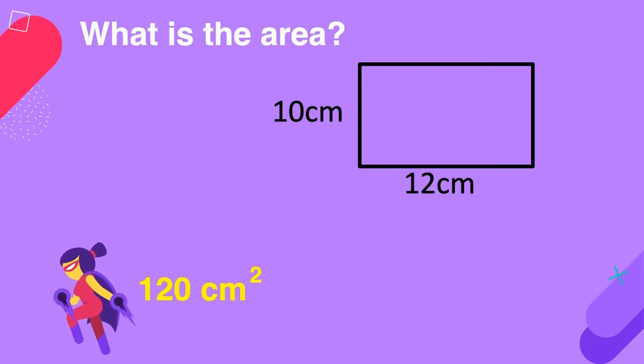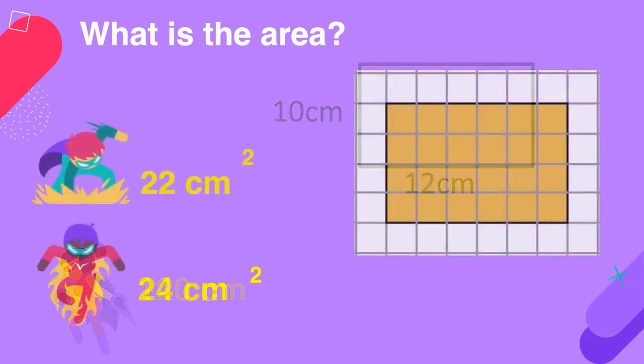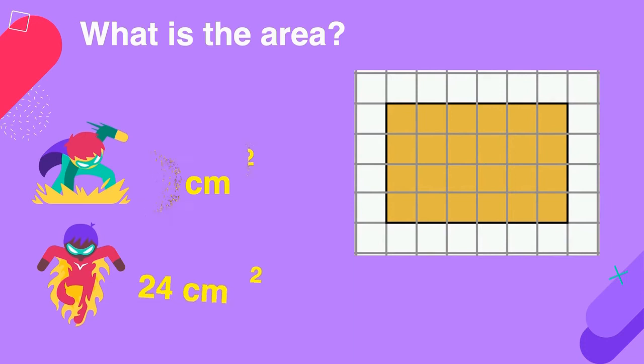You're doing beautiful. Absolutely beautiful. Try this last one. What is the area? Is it 22 square centimeters or 24 square centimeters? Think hard. If you said 24 centimeters squared, you are correct. Awesome job. You're doing very good at this, superheroes.